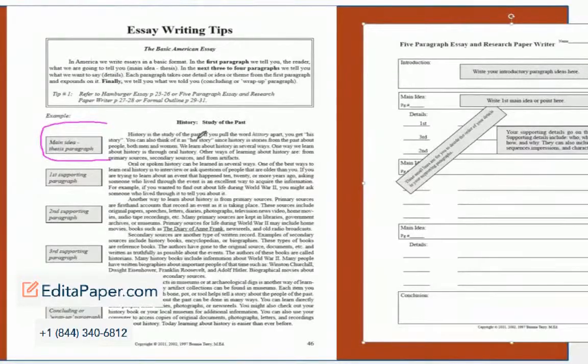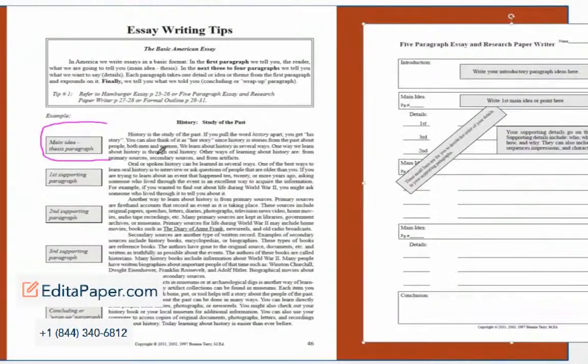So the first main idea paragraph that's on this page, on page 46, it goes like this. History is a study of the past. If you pull the word history apart, you get his story. You can also think of it as her story, since history is stories from the past about people, both men and women. We learn about history in several ways. One way we learn about history is through oral history. Other ways of learning about history are from primary sources, secondary sources, and from artifacts.